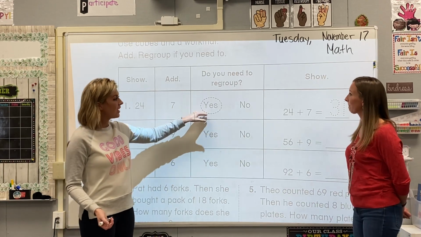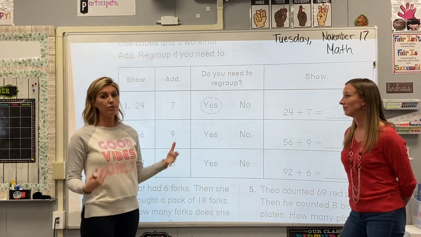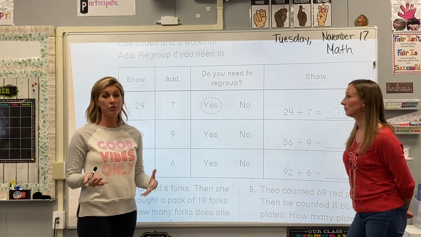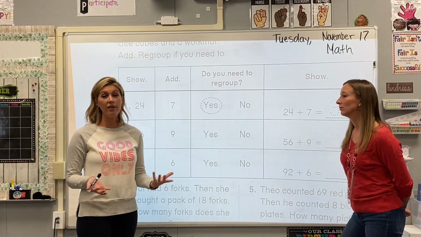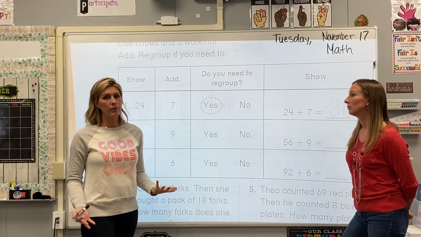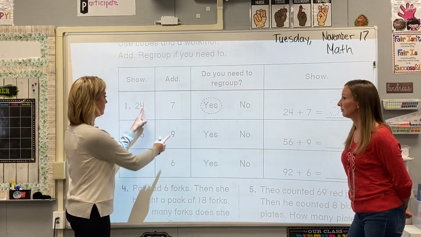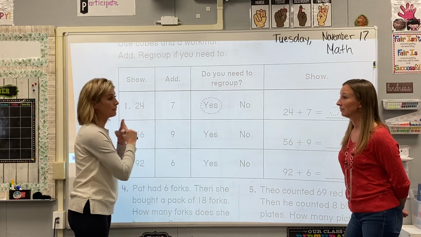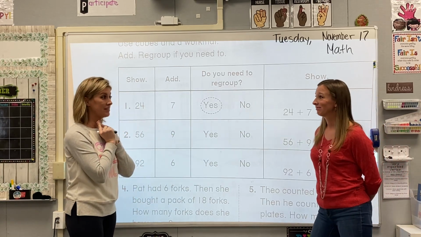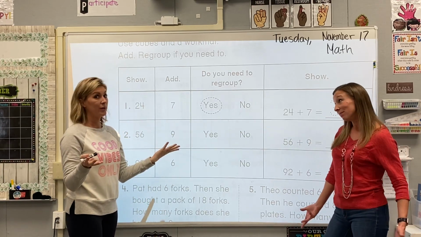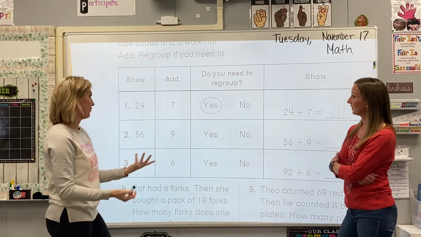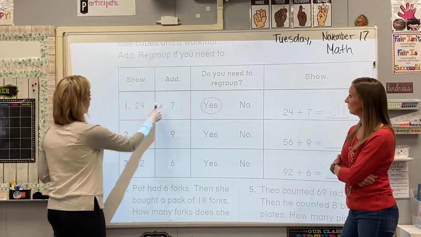We have to decide if we're going to be regrouping. Once we draw that model and we see how many total ones cubes we have, it's going to help us figure out, do we need to regroup? If the ones and the ones together, the 7 and the 4, when I add those together, if it's a number higher than 10, guess what? We have to regroup. If it's 10 or higher, in fact. So let's show this problem.